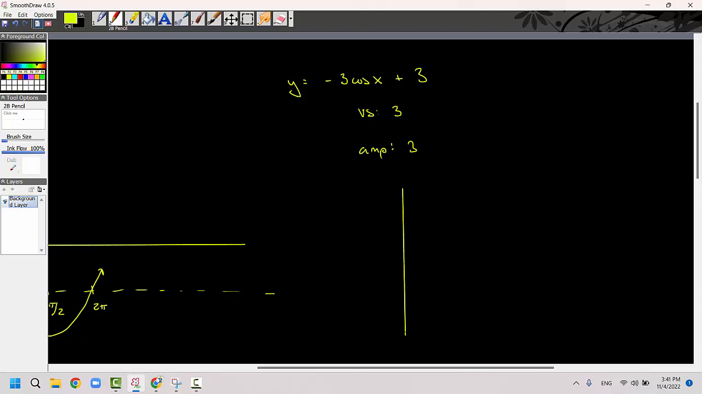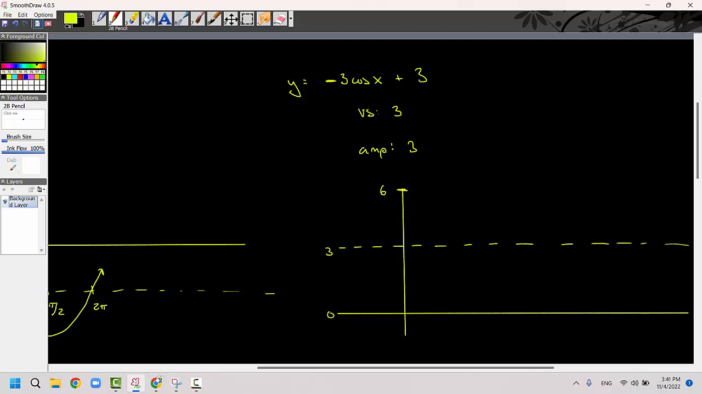I'm going to go and get my graph ready. And I'm going to go ahead and shift up by 3. And because my amplitude is 3, it's going to stretch 3 in every direction, which means it's going to go as far up as 6 and as down low as 0. Now, cosine normally starts at the top, goes way down, then way up. But this cosine is upside down, so it's going to start at the bottom, go way up, and then way down. Hopefully that makes sense. The cosine is just upside downified.